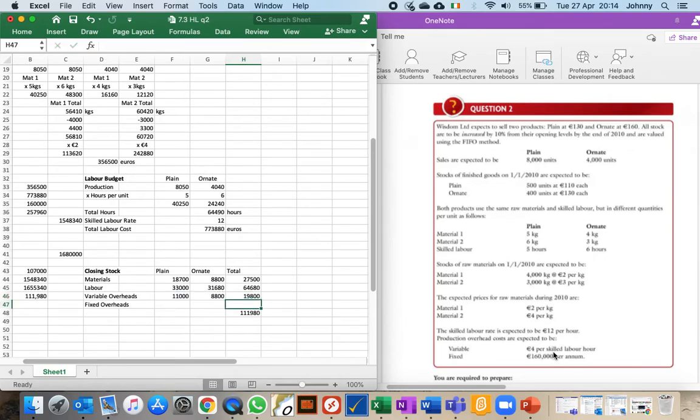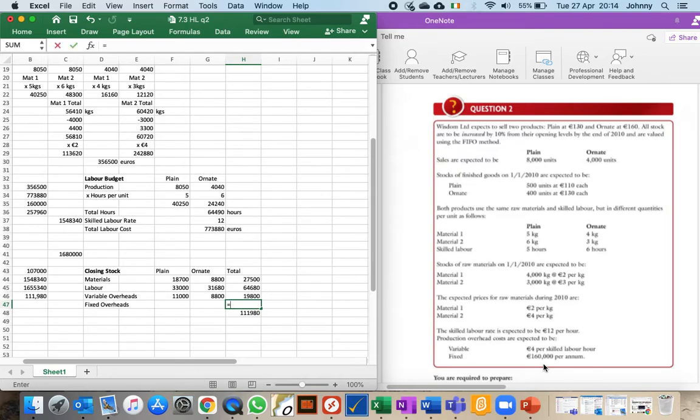Fixed overheads. Now, I need to give a share of the 160 grand fixed overhead. So this is where I do it: I work out, well, how much will I have to spend on all of my goods that I'm going to make? So I work out my overall production, divide that into 160, and that gives me how much I'm going to spend to produce one good. And then I'll multiply that by the closing stocks. So I'll do this all as one sum.